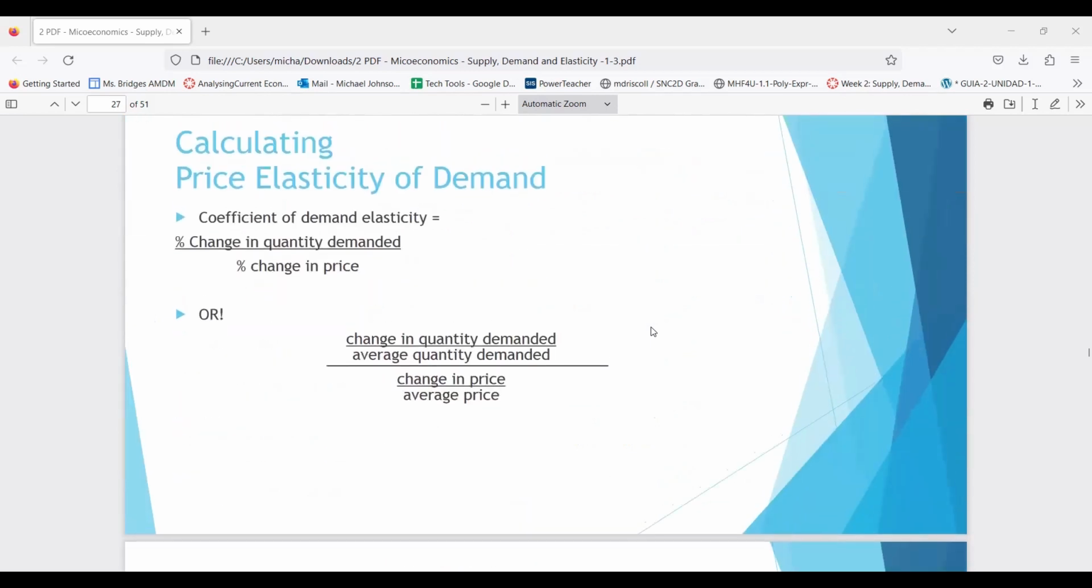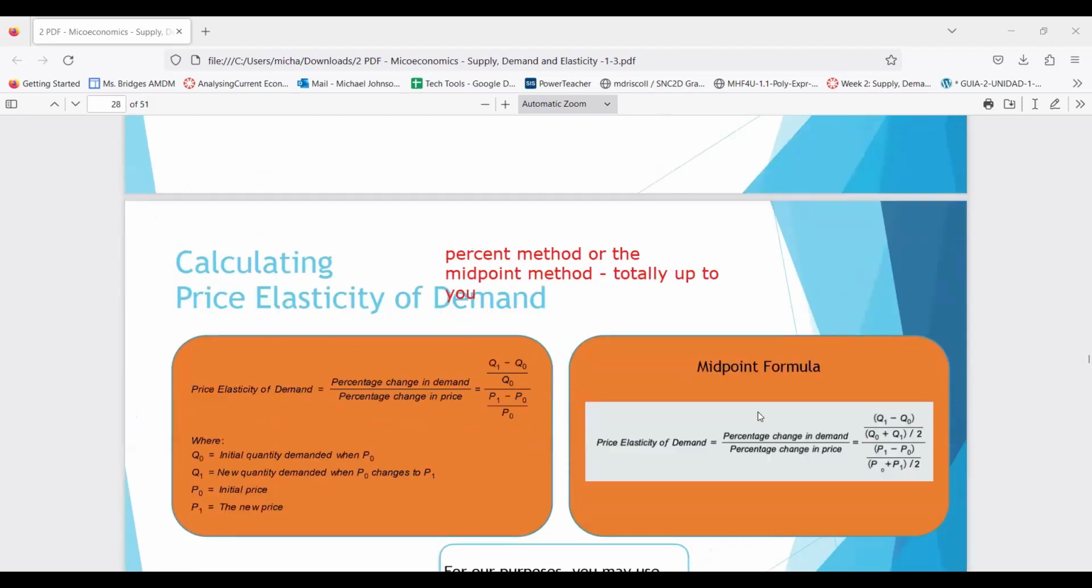So this is the midpoint method of calculating price elasticity of demand. Change in quantity demanded divided by average quantity demanded, divided by change in price divided by average price. Or you could do the percent method. So it's totally up to you if you want to do the percent method or the midpoint method. It's totally up to your preference.